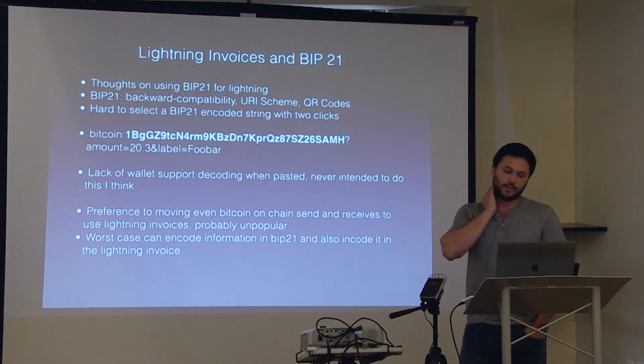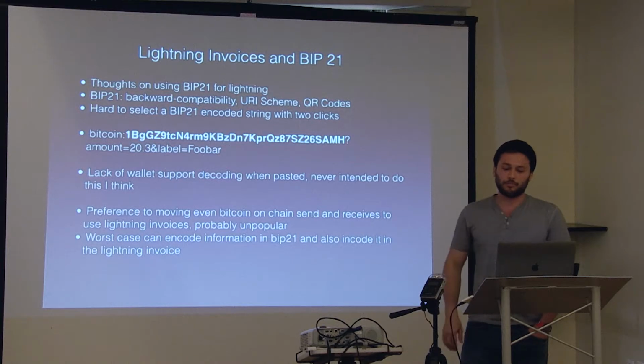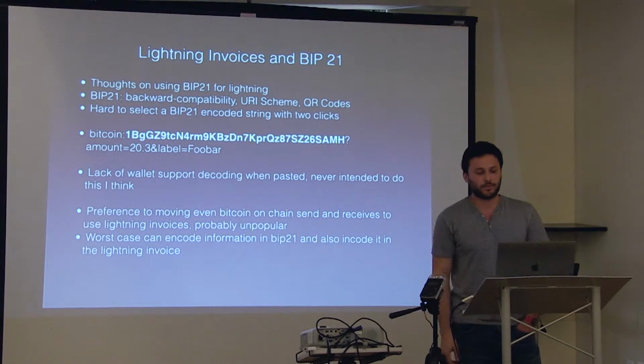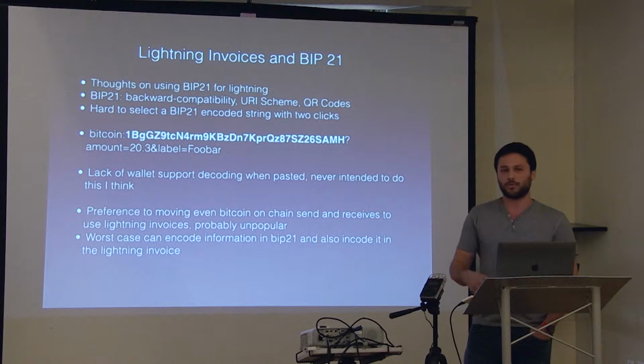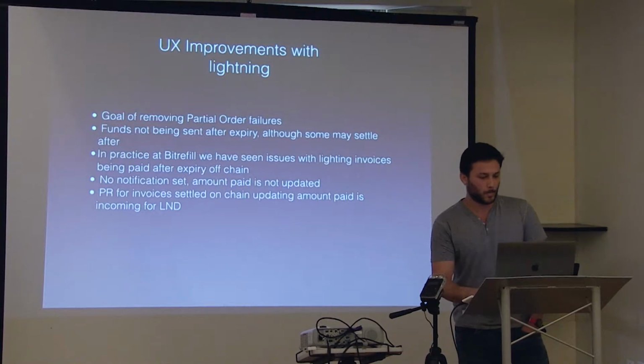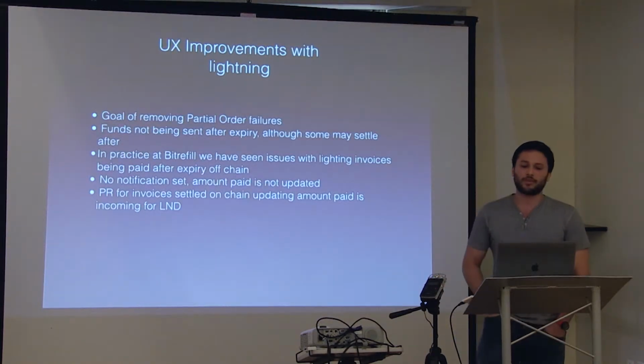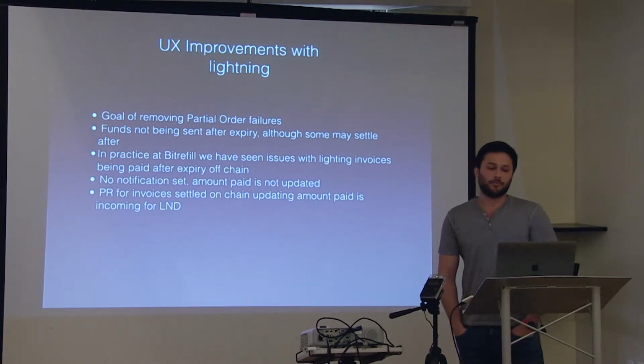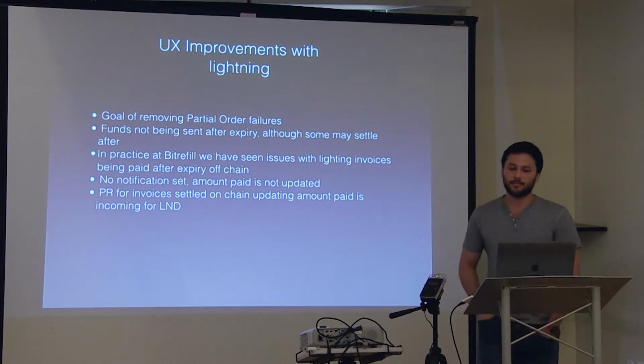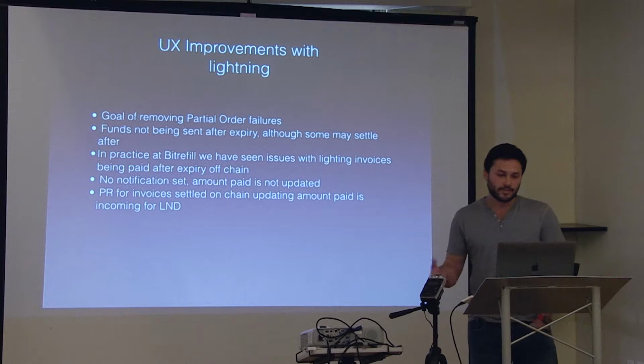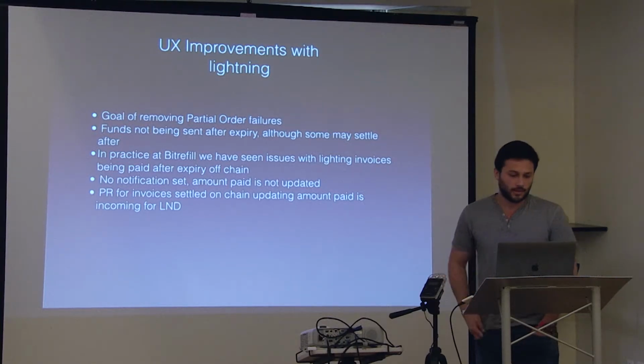So my preference is moving Bitcoin on-chain payments for merchants to use Lightning invoices or something similar. I don't think that's popular with everyone, but for me, I feel like it would solve a lot of problems with user error. So that's one of the UX improvements with Lightning, in my opinion. Off-chain, you basically remove partial order failures. Some wallets let you set the amount and you can set less, but I don't think by default you show the amount and many will set it less.